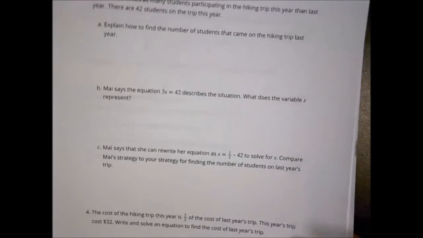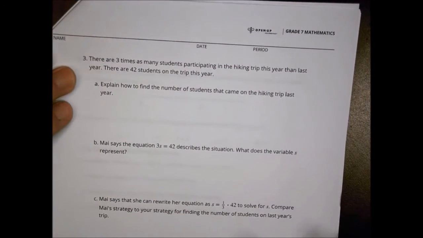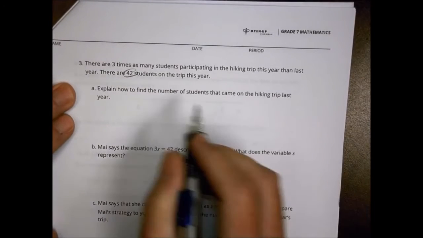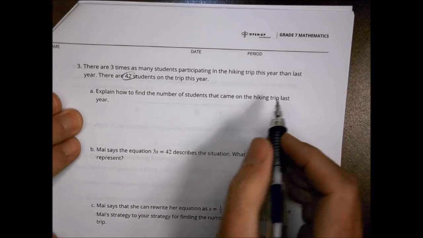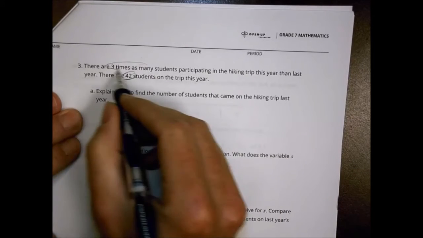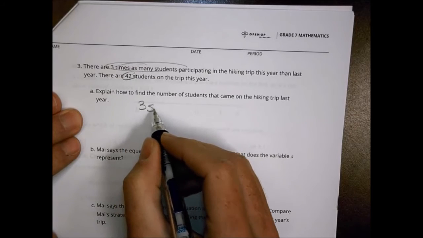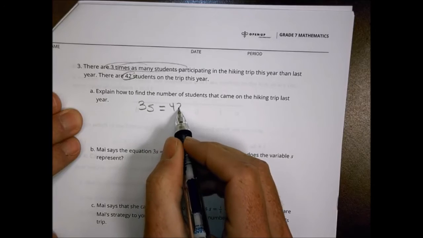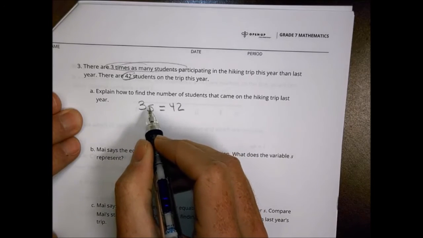Number 3. Says there are 3 times as many students participating in the hiking trip this year than last year. There are 42 students on the trip. Explain how to find the number of students that came on the hiking trip last year. Well, we know this year there's 3 times as many students. So this year we have 3 times the number of students, and we know that in this case here, we have 42 this year.